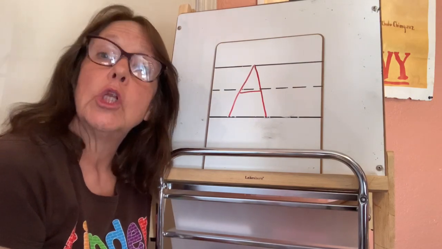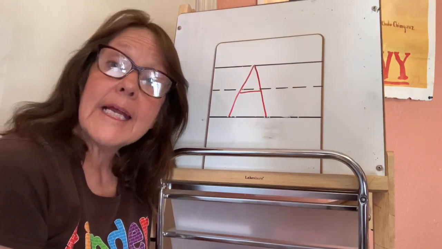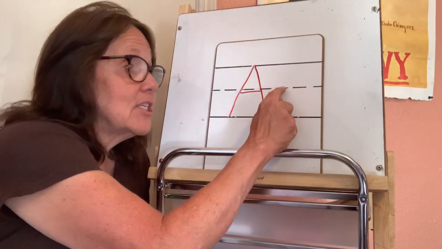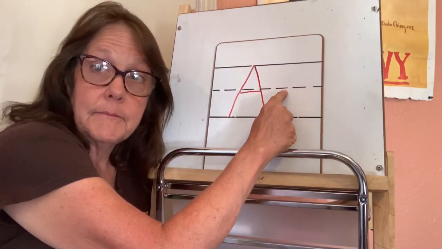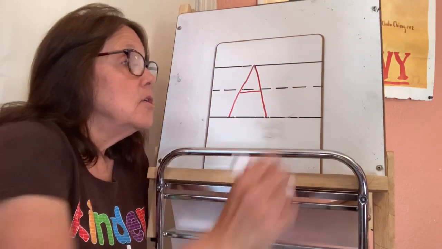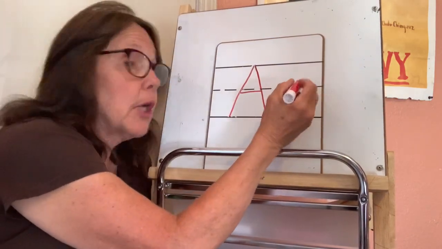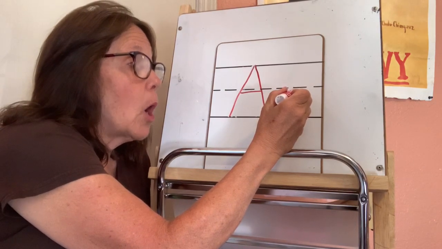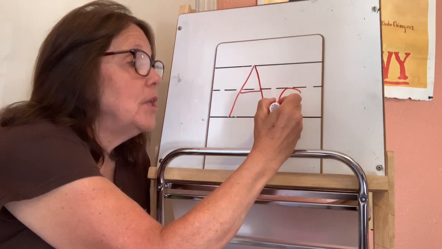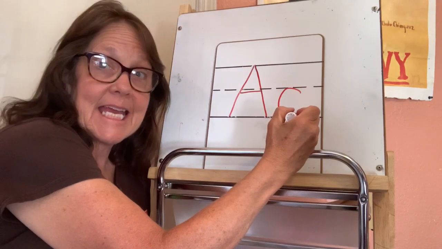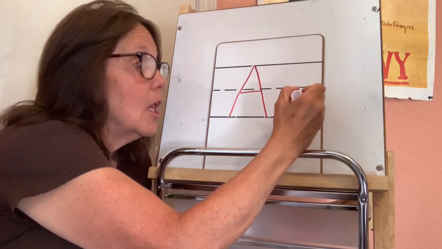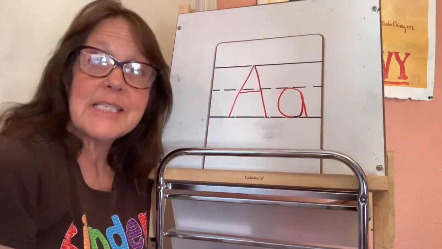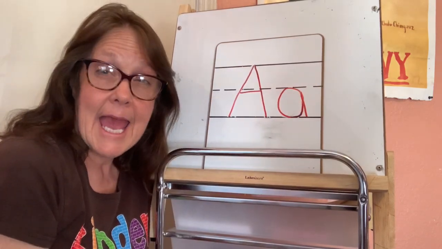Now let's write the lowercase a. The lowercase a is a short letter. That means it starts at the middle line. We're going to put our marker right here. And first we go around like a C, close, and down. And that's my lowercase a.